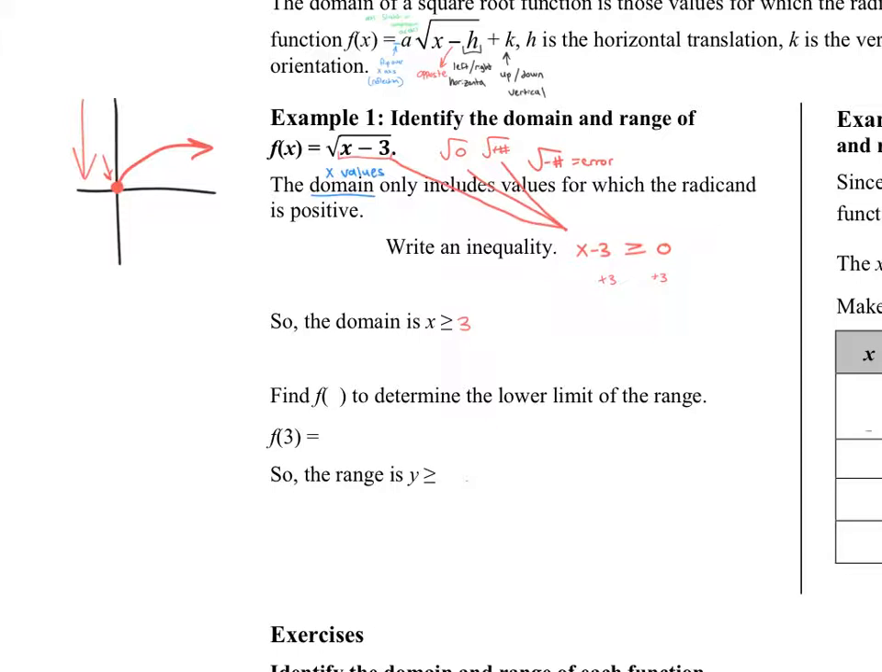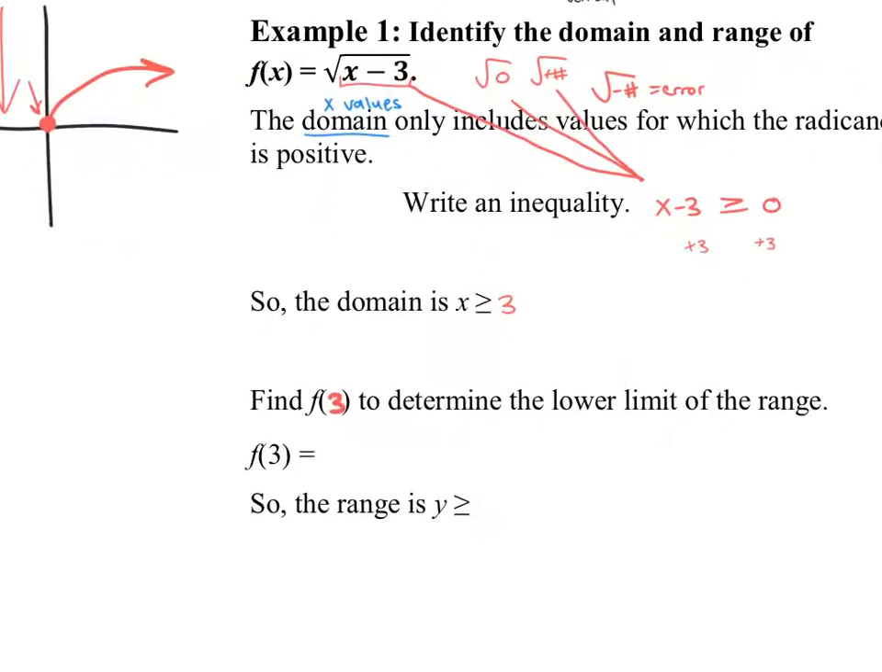All right. Now, to find the range, all you'll do is go to your function and plug in the same value that you got for your domain. So when I do that, we'll get the square root of 3 minus 3, which is the square root of 0.